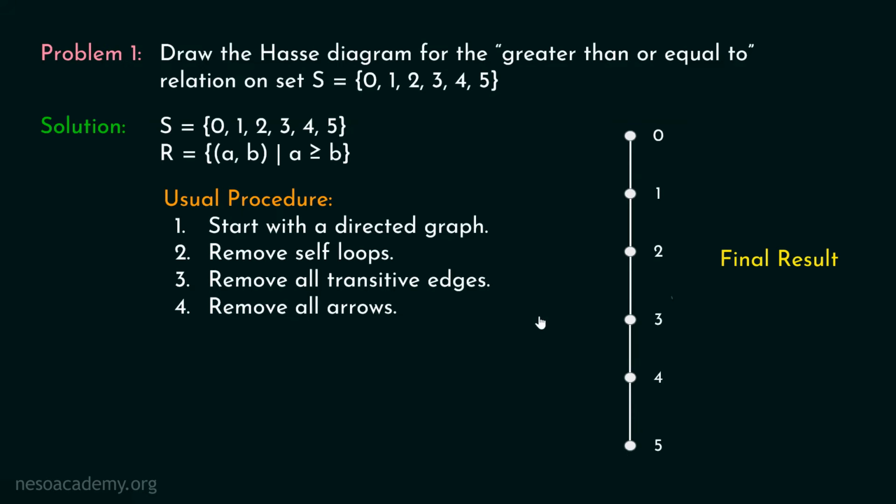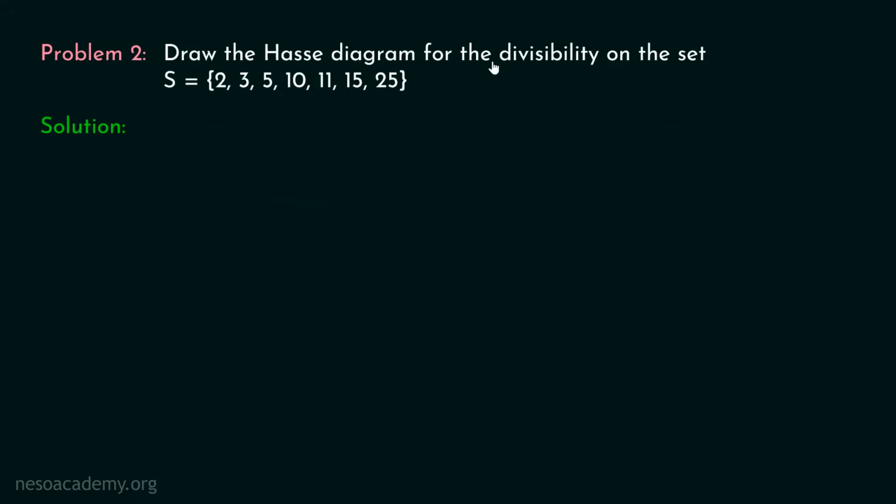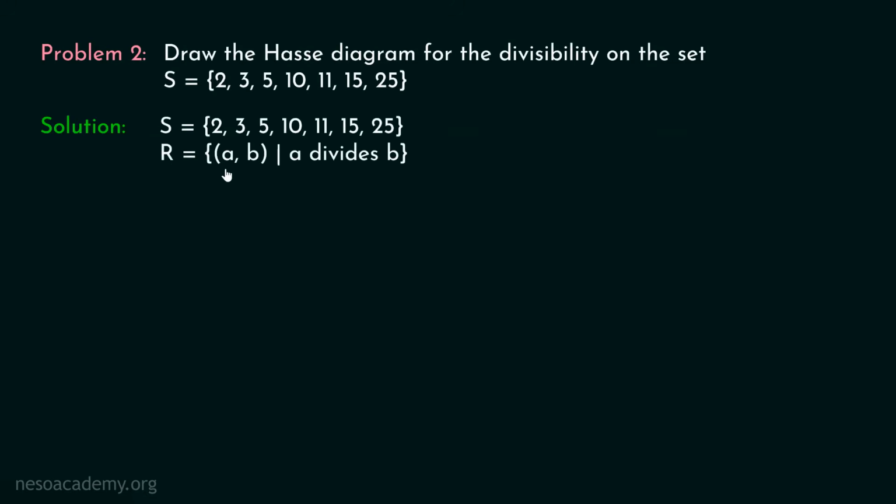Now let's discuss problem 2. Draw the Hasse diagram for the divisibility on the set S, which consists of these elements 2, 3, 5, 10, 11, 15, 25. Relation R is nothing but the set of all ordered pairs (a, b) such that a divides b. This is according to the question. Now we will try to draw the Hasse diagram for this relation. This relation is a partial order and obviously (S, R) is a poset. You can check this, and we already know this actually.